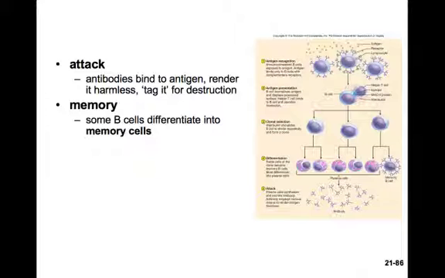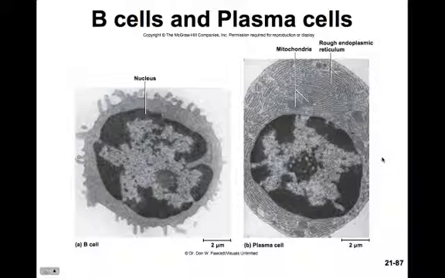Some of the B cells will again differentiate into memory cells. Here's some micrographs showing the difference between B cells and then plasma cells. The plasma cells have this high abundance of the rough endoplasmic reticulum.